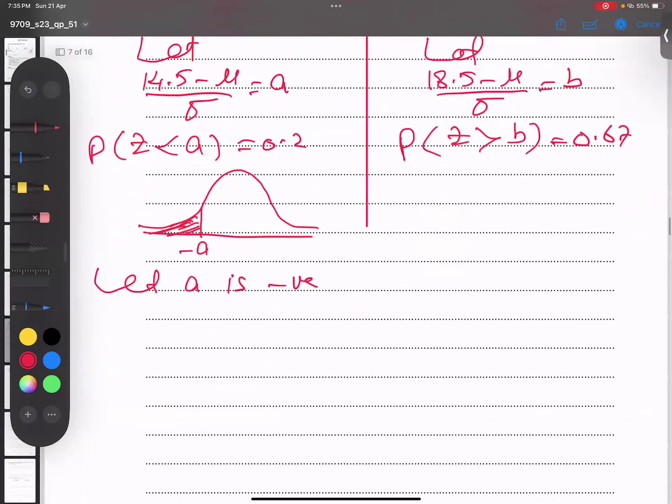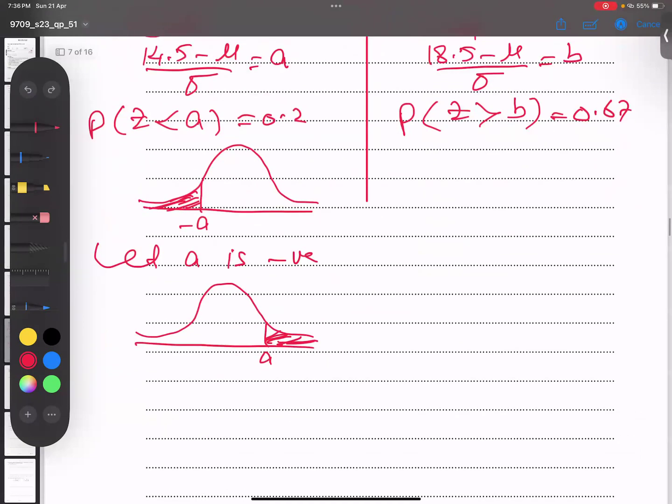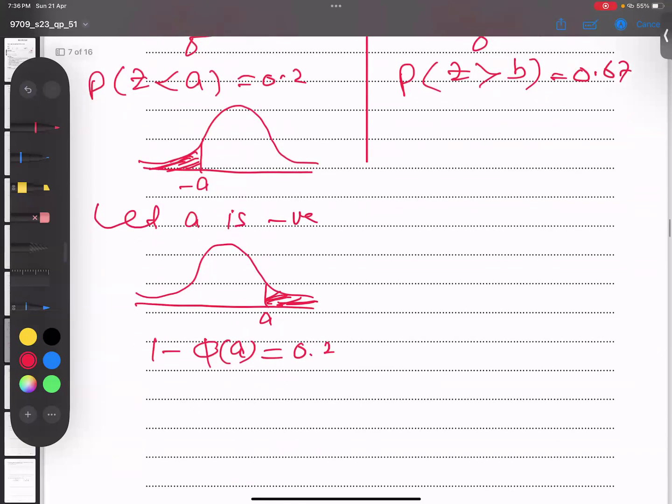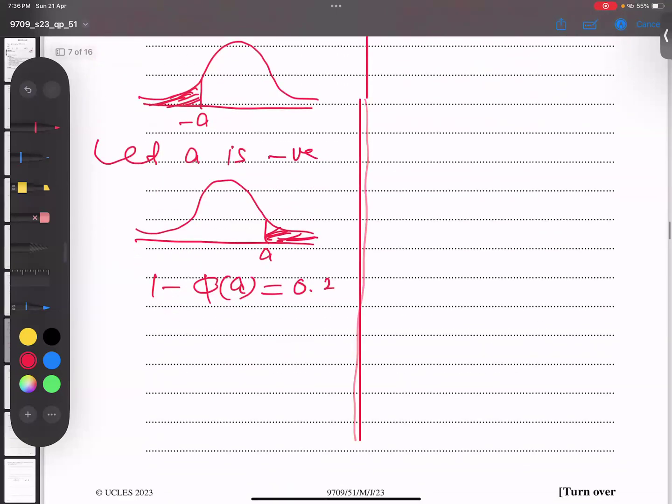Okay, students. And this diagram, if I make it again, and this portion I convert into the positive side. So I get this part and this area equal to each other. But the white region, I will get phi of A. But I need this reddish part, 1 minus phi of A equals 0.2. So students, now I can do it easily. So phi of A equal to 0.8.